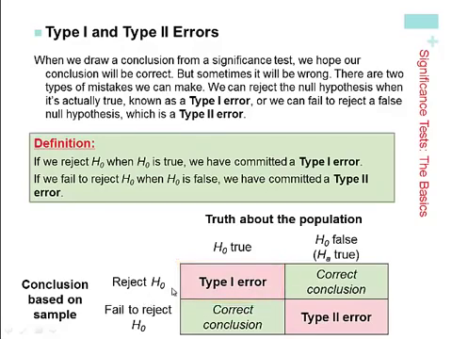If we've rejected the null hypothesis, and the null hypothesis is false, that is a correct conclusion. If we fail to reject the null hypothesis, and the null hypothesis is true, that is a correct conclusion. And if we fail to reject the null hypothesis, and the null hypothesis is false, that is another error, and that's a type 2 error.